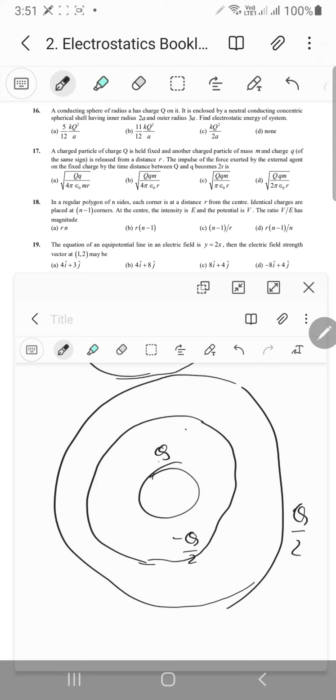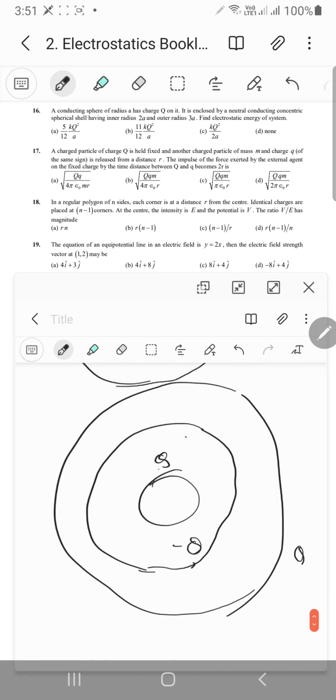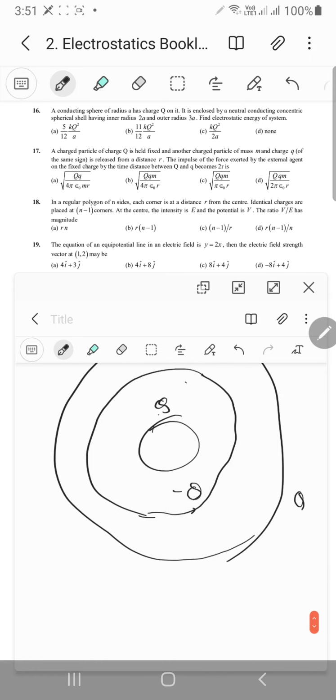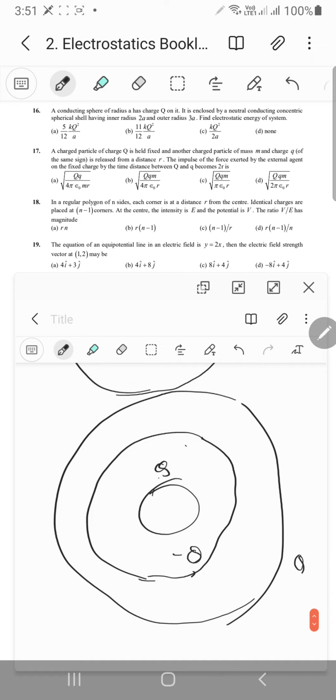Well, think about it. Wait, this thing cannot affect also. It should be minus q over there. So minus capital Q, and this is supposed to be positive capital Q. Looks correct. Okay, so we need to find the electrostatic energy of the system. Oh no, this is going to get really bad. So this is a, this is 2a, this is 3a.